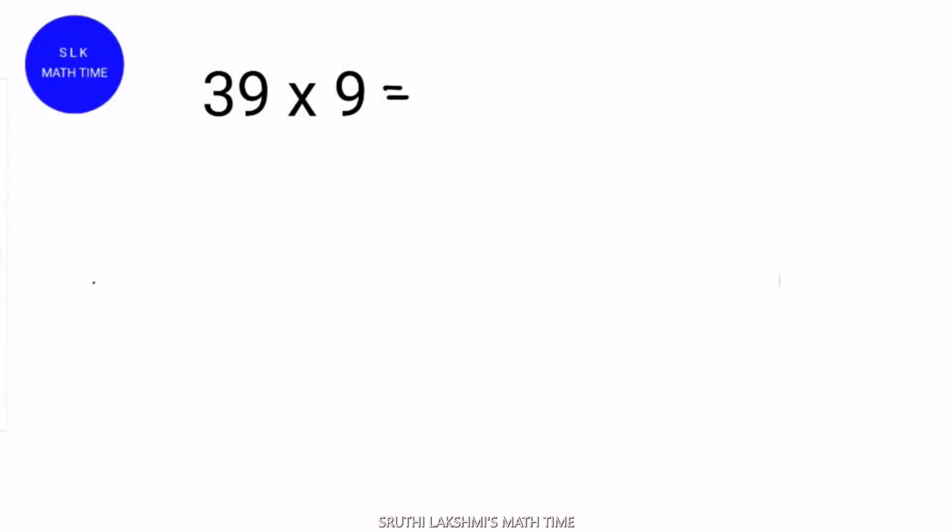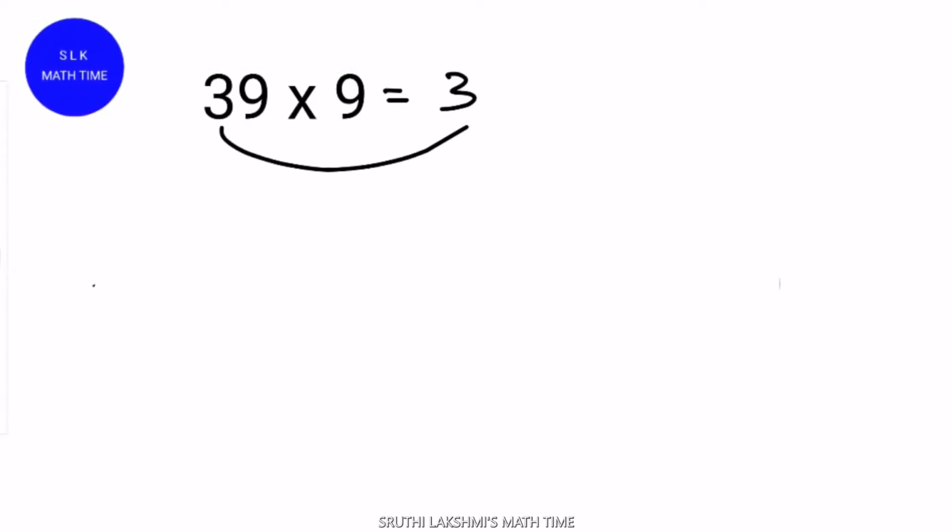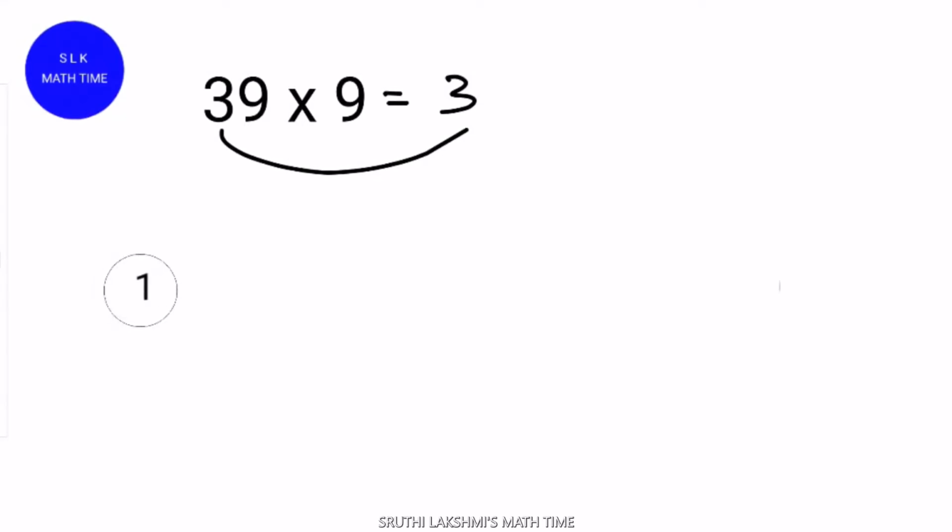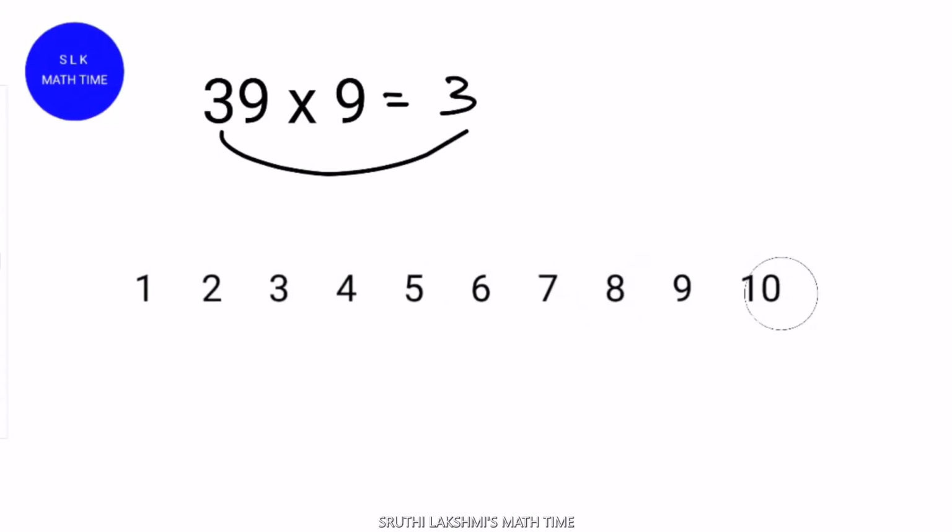Let's see another example. 39 into 9. First, write down the first digit as it is. So 3. Now to find the second digit of our answer, imagine or write the numbers from 1 to 10 horizontally like this.